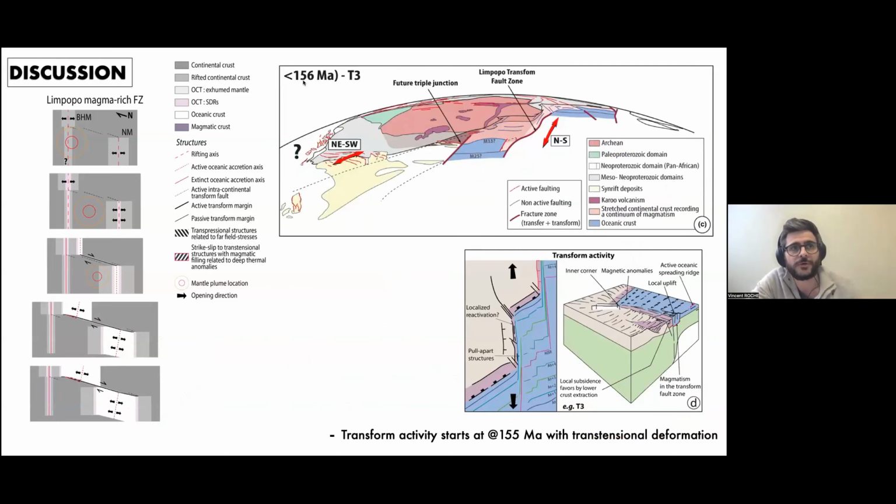Then at around 156 million years, you start to connect both segments, both oceanic spreading with the Natal segment and the Beira High here. So the transform margins start to become active, which is represented in this cartoon just there, and the deformations start to become strike-slip and become more and more important southward, with a larger area in this area if we compare to the beginning and the onset of the transform.